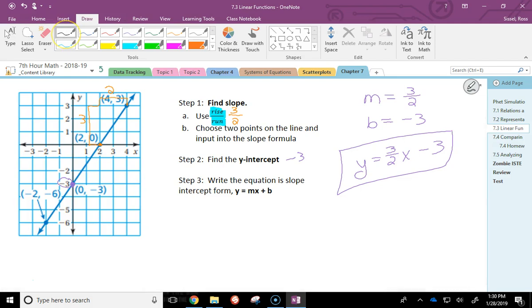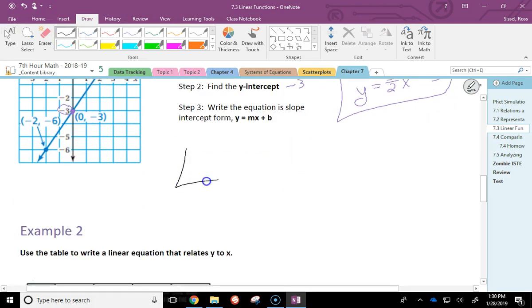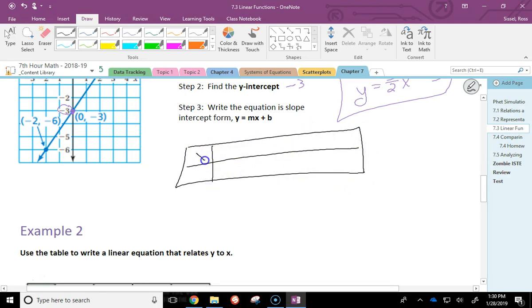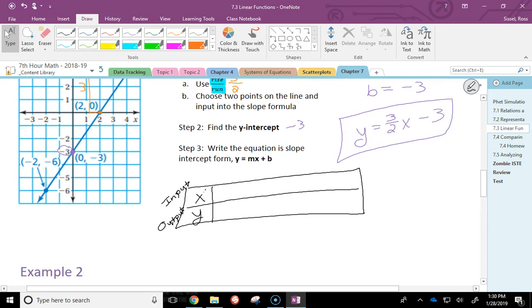This tells me if I have an input-output table, and I say x, and I say y, this is input, and this tells me output. With this, this is the relationship. This is the rule. The rule is my output is 3/2 of my input minus 3. So my output is 3 less than 3/2 of the input.